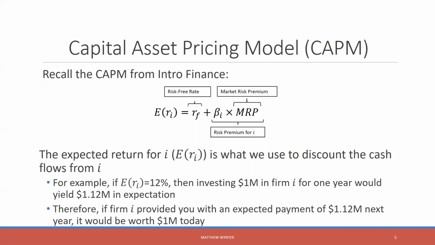For example, if the expected return for firm I was 12%, then investing 1 million in firm I for 1 year would yield 1.12 million in expectation. Therefore, if firm I provided you with an expected payment of 1.12 million next year, today it would be worth 1 million. You would discount it using that discount rate, the expected return on firm I.